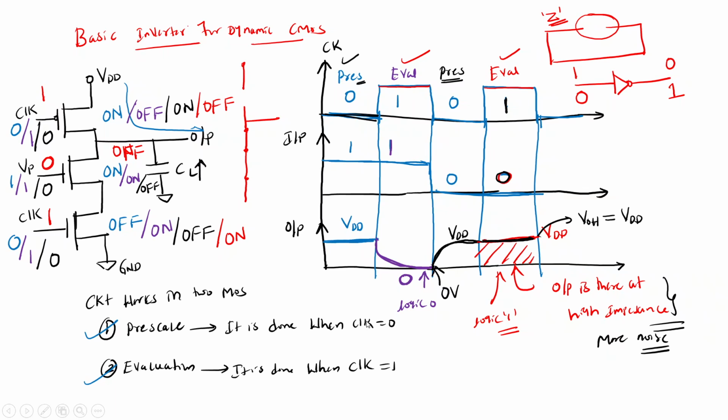But in evaluation mode, you need to make clock equal to 1, and whatever the input is, you get the corresponding output. For the inverter, you are giving 1 here, and you are getting 0. In evaluation mode only you are getting the output. You are giving 0, you are getting logic 1. In pre-charge mode you will not get the output.